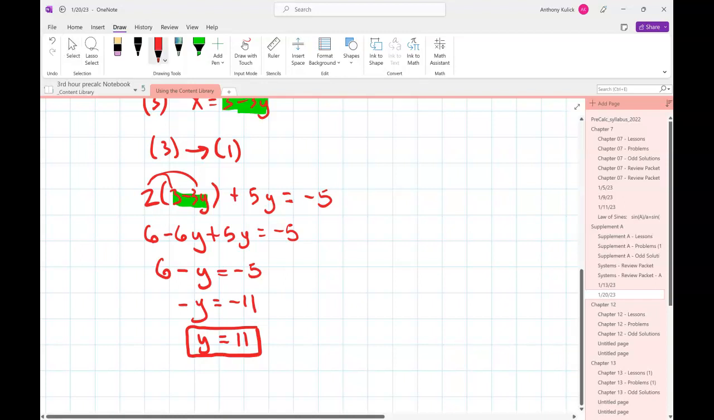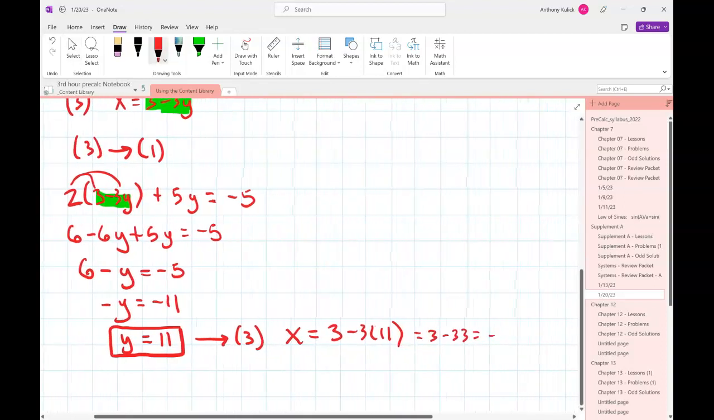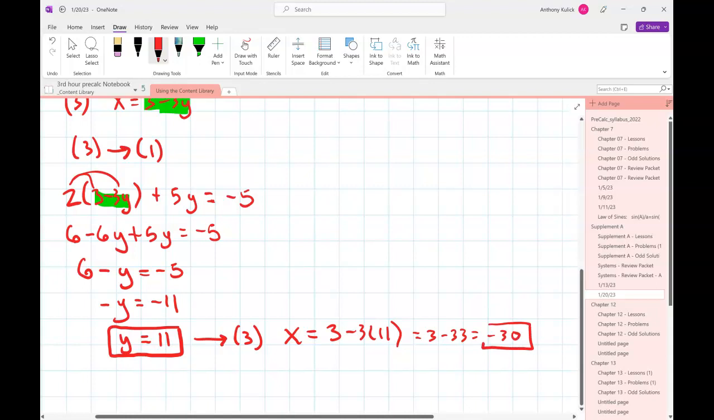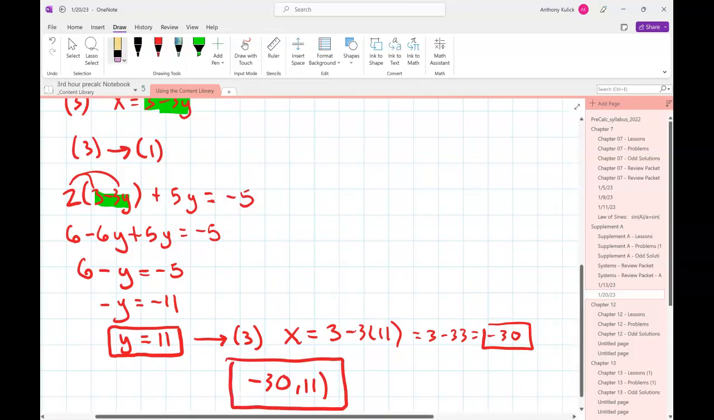To get my solution for x, what should I do? Yeah, I'm going to plug that back into my equation 3. It doesn't really matter which equation you plug it into, but equation 3 already has the x by itself. So there's no algebra to do. I just have to do some simplifying. So I'd write my final answer as the ordered pair, negative 30, comma 11.